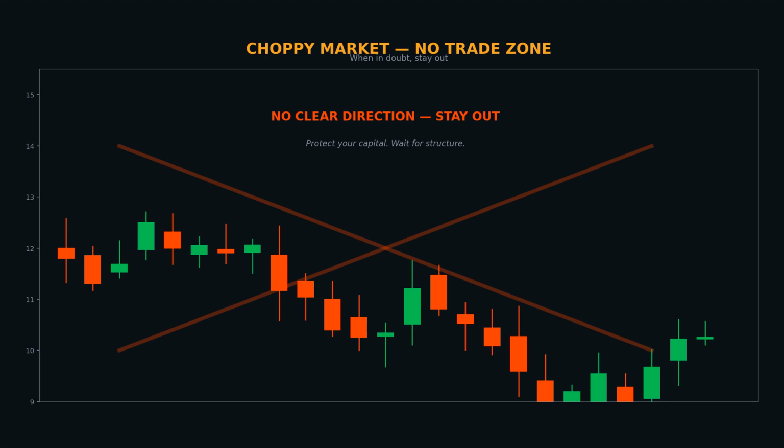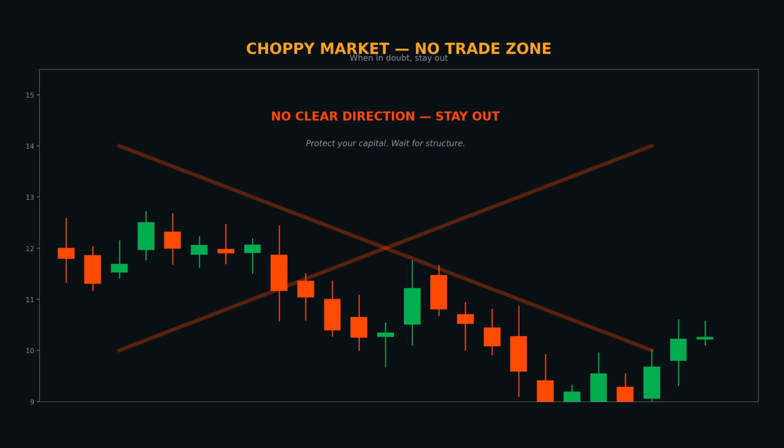Here's how to identify chop. The candles are small and overlapping. There are lots of wicks and small bodies. The moving averages, if you use them, are flat and tangled together. There's no separation, no direction. If you look at the chart and you can't immediately tell whether it's going up or down, it's probably choppy.